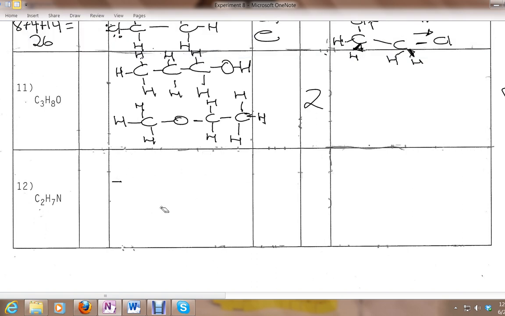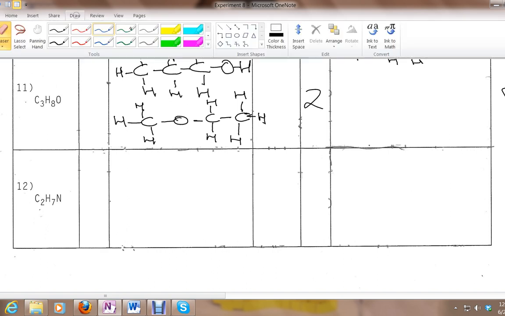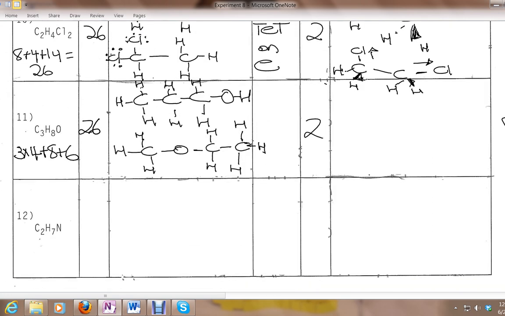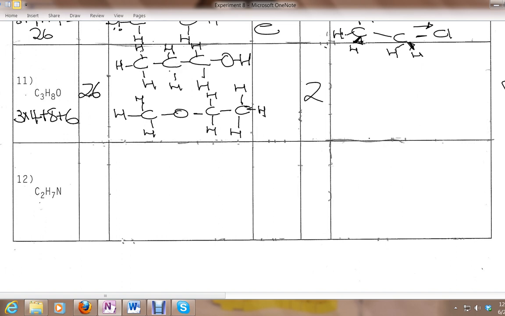Draw the possibilities and see which ones are equal, which ones are really different, which are equivalent, which are not. So here we got it. Let's finish our Lewis structure. 3 by 4, 12, plus 8 plus 6. I'm counting the valence electrons. 12 plus 8, 20, 26. Did I put the valence here? Yeah, 26. So here we go.